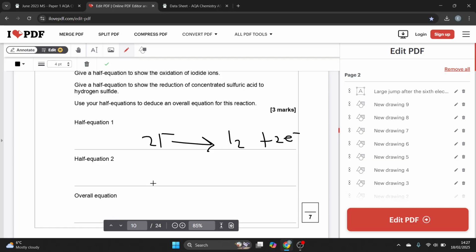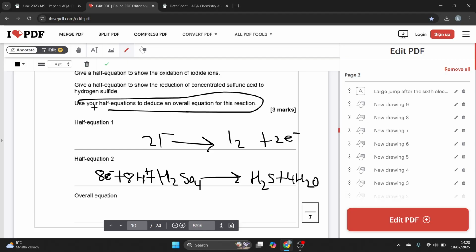Equation: reduction of concentrated sulfuric acid, H2SO4, to hydrogen sulfide, and you need to know the formula of it, obviously, which is H2S. Well, I've got 4 oxygens on the left hand side, so I need to add 4 H2Os on the right hand side. But now I've got 8 H pluses, so I need to add 8 H pluses. But now I've got an overall charge of plus 8 on the left hand side, so I need to add 8 negatively charged electrons. And now if I compare it, 2 hydrogens, 1 sulfur, 1 sulfur, 4 oxygens, 4 oxygens, 8 hydrogens, 8 hydrogens, overall charge neutral.